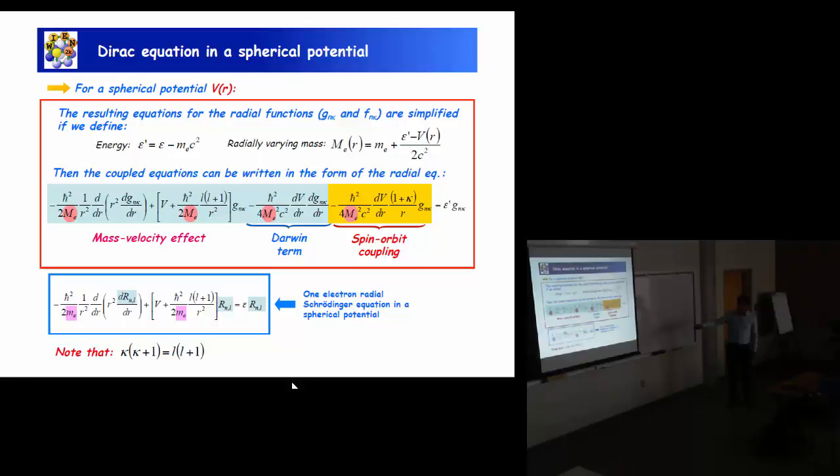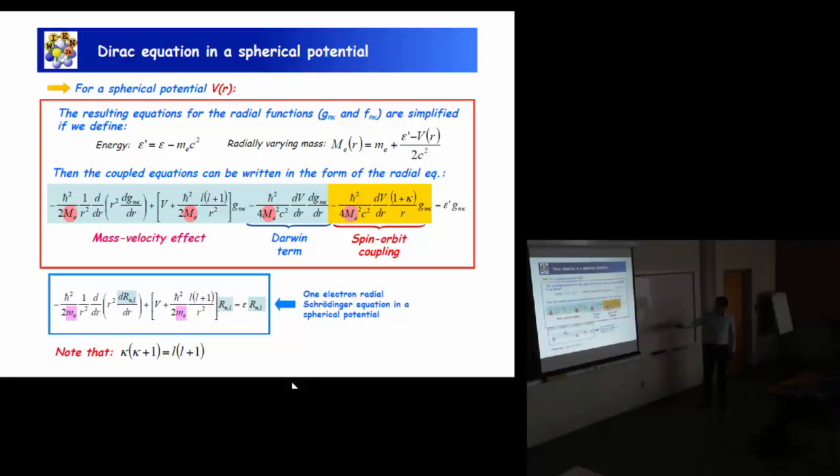So here there is no relativistic effect. It was the equation I showed you before. And you see that they are exactly the same, except that now it is not anymore the rest mass, which is here, but this radially varying mass. So you have relativistic effect.